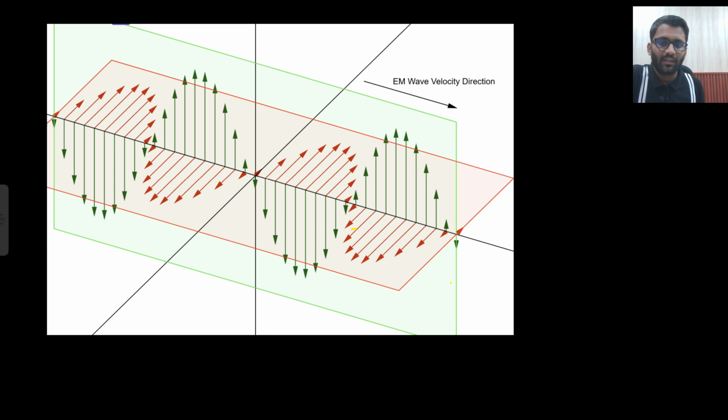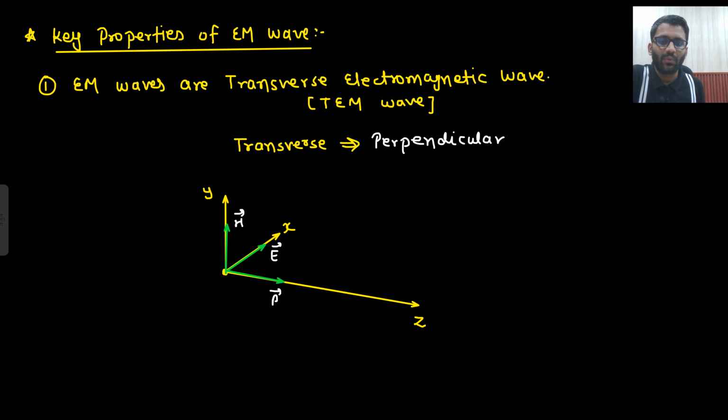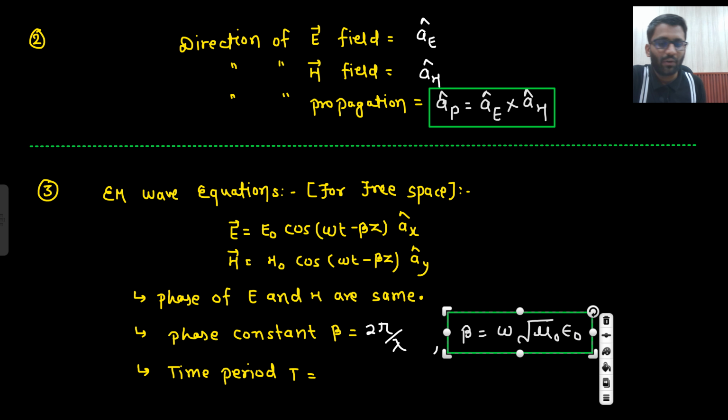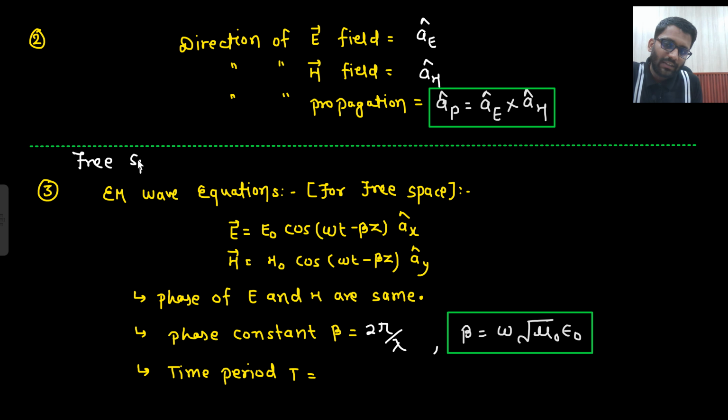Right? So the derivation again and again you do not need to remember. But from here we got a very important result. So the second formula I am going to write: beta is equal to omega root of mu naught epsilon naught, but this is applicable only for free space. Remember that everything we are going to write down is only for free space, not a general medium. For a general medium also we will write, but to understand the EM wave we first need to understand it for free space.